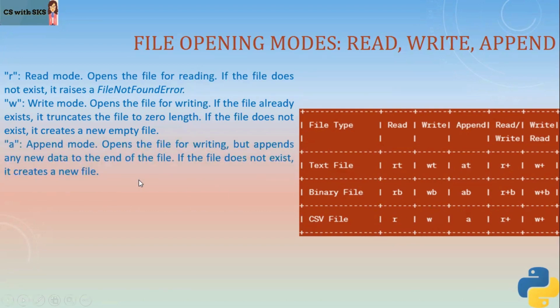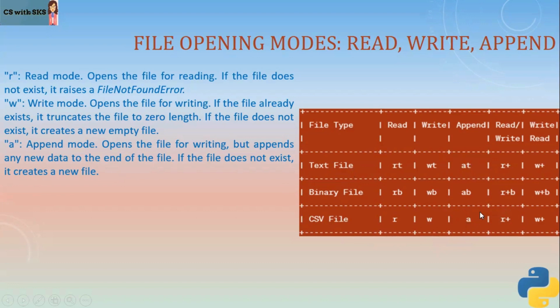Okay. Now append mode. Append mode basically opens a file for writing, but appends any new data to the end of the file. That's how it is different from the W mode or write mode. In write mode, everything is deleted. However, in append mode, whatever you're trying to write, any new data, it will be appended at the end of the existing data. And again, if file does not exist, it will create a new file. Okay, so text file, it is AT, binary file, it is AB, CSV file, it is A. That is how you use the modes.